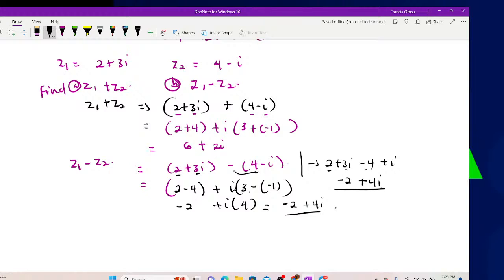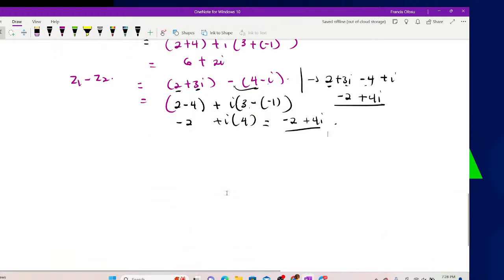These are basic arithmetic operations involving complex numbers, and you should know them on your fingertips. You either add or subtract the real parts separately, then you subtract or add the imaginary parts separately, and you attach it to the i. As simple as that. Now, using the same values of z1 and z2, let's quickly find the product.